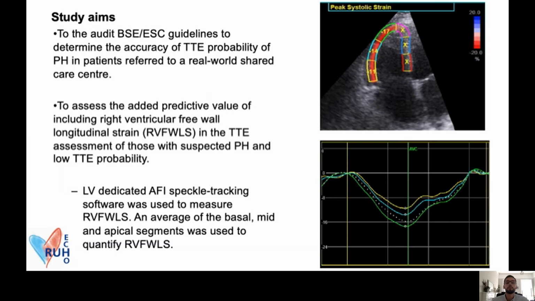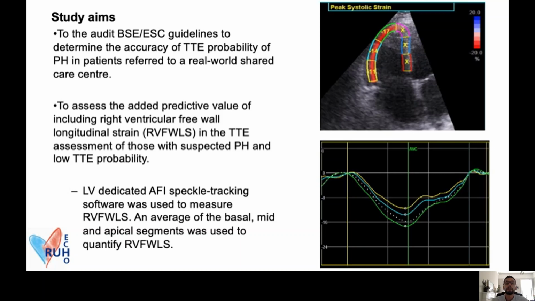This retrospective audit sought to determine the accuracy of the BSE ESC TTE probability algorithm. We also aim to assess the added predictive value of including right ventricular free wall longitudinal strain in the TTE assessment of those with suspected PH and low TTE probability. To our knowledge, no study has previously looked at the use of RV free wall longitudinal strain as a screening tool in pulmonary arterial hypertension.